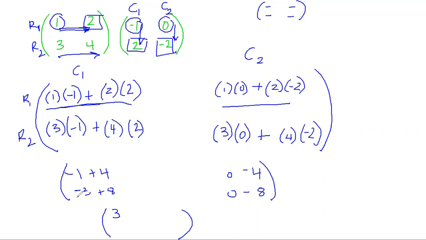I need one value here. 8 take away 3. That's going to give me 5. I need one value here. 0 take away 4. That's going to give me minus 4. 0 take away minus 8 is going to give me minus 8. Yeah? So this is how we multiply the matrices. Always rows by columns, right? So let's recap. Let's clear the board and recap. Let's just put some points.